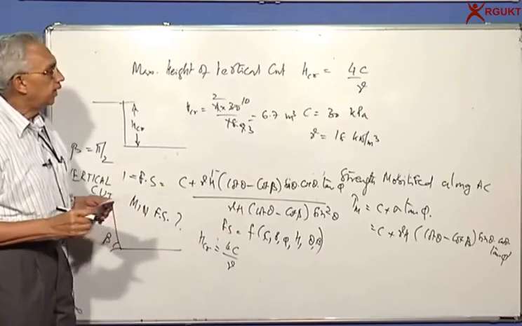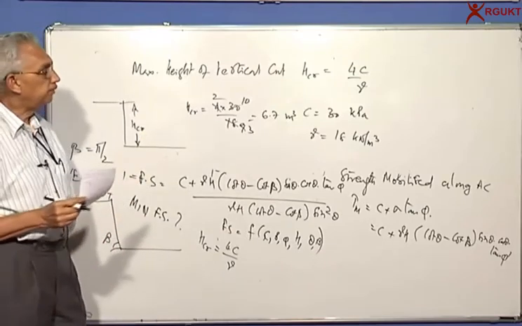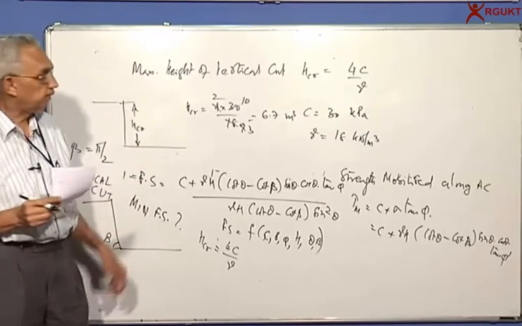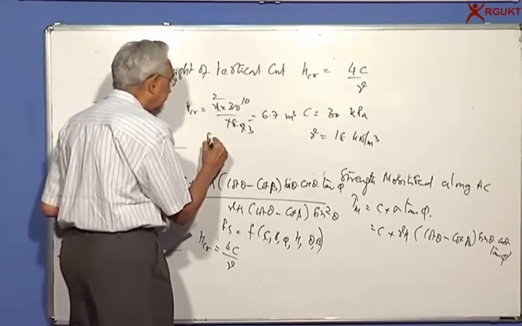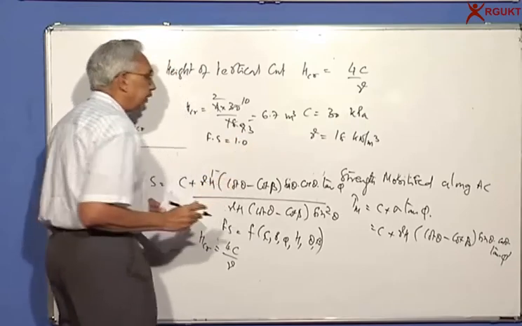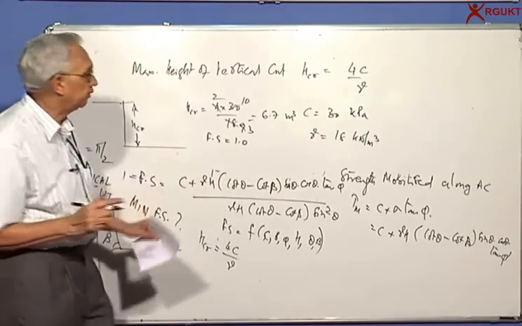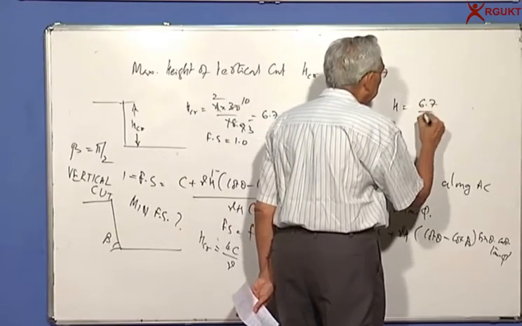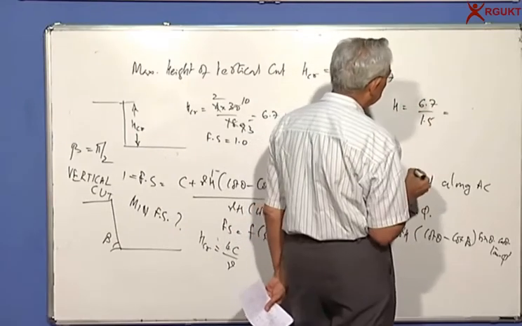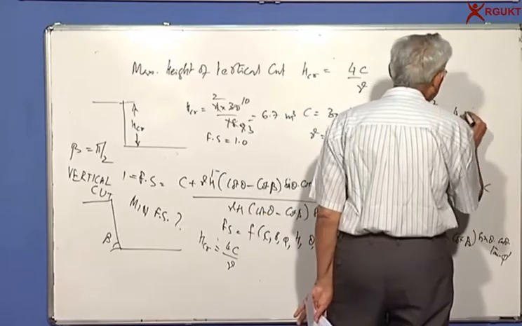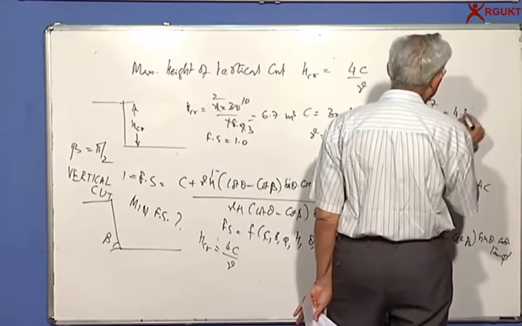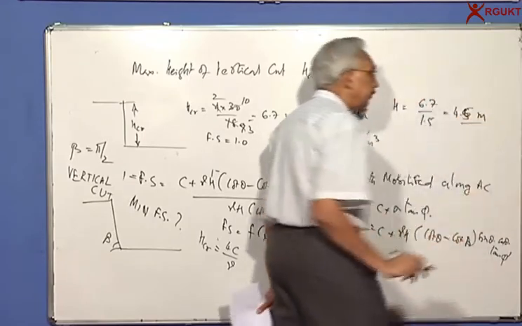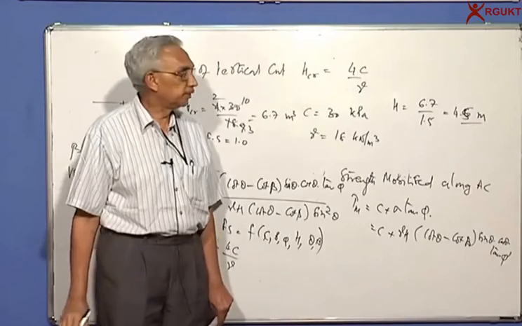With a cohesion of 30 kPa and unit weight of 18, you can have a maximum vertical cut of 6.7 meters with a factor of safety of 1. But if you want a factor of safety of 1.5, the actual H would be 6.7 divided by the factor of safety. That gives me somewhere around 4.3 or 4.56 maybe. So that will be the maximum height you should allow for the construction of the basement.